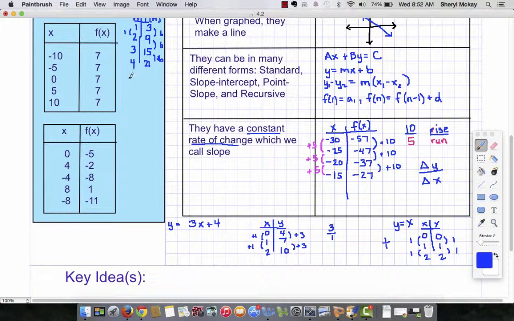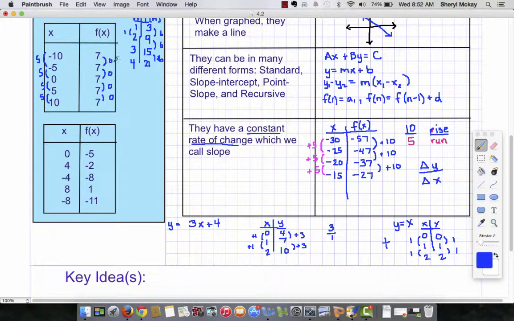This one also might have tripped you up because the 7 didn't change, right? The difference is 0, 0. Here it did change. The interval is 5, 5.